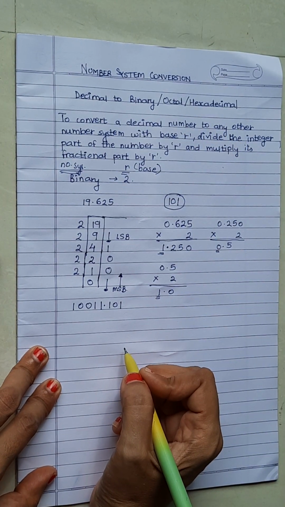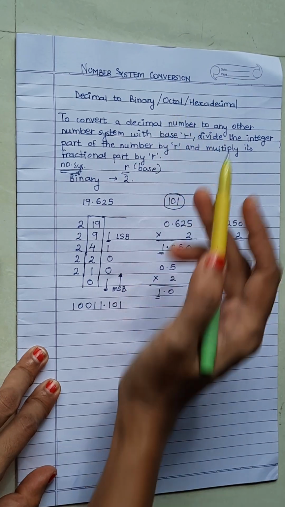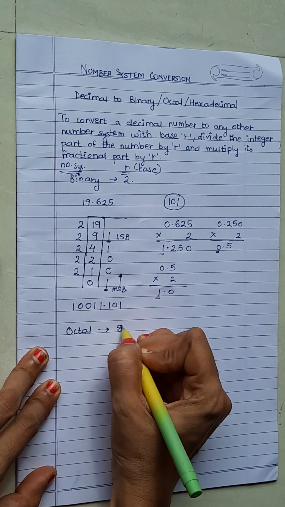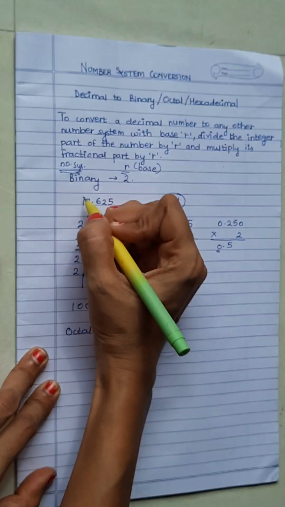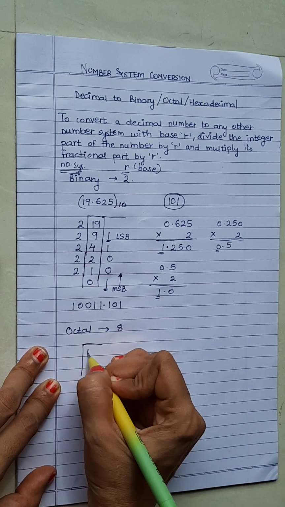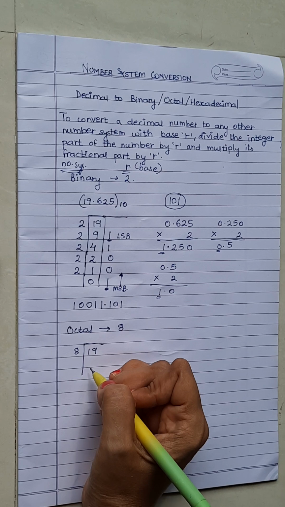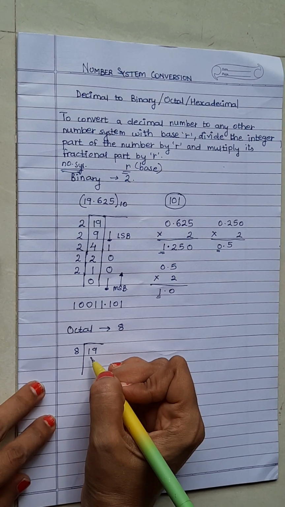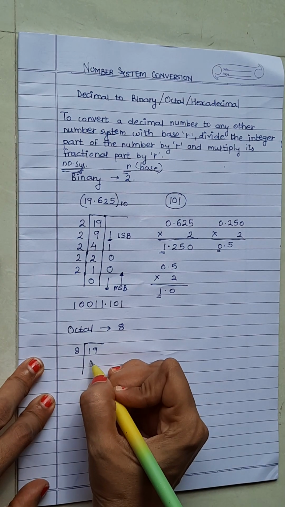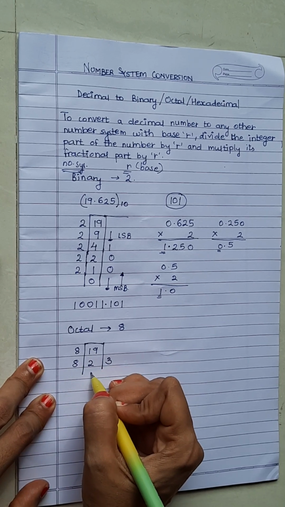So again, to convert a decimal number to any other number system, now here the number system is octal. If you want to convert it into octal, what is its base? Its base is 8, right? So if I want to convert the decimal number 19.625 into its octal form, again I will divide 19 by the base r, that is 8. You have to divide the integer part by the base r, that is 8. So what you get is 2, since 8 2s are 16. Remainder here is 3. Divide the quotient that you get by 8, you get 0.